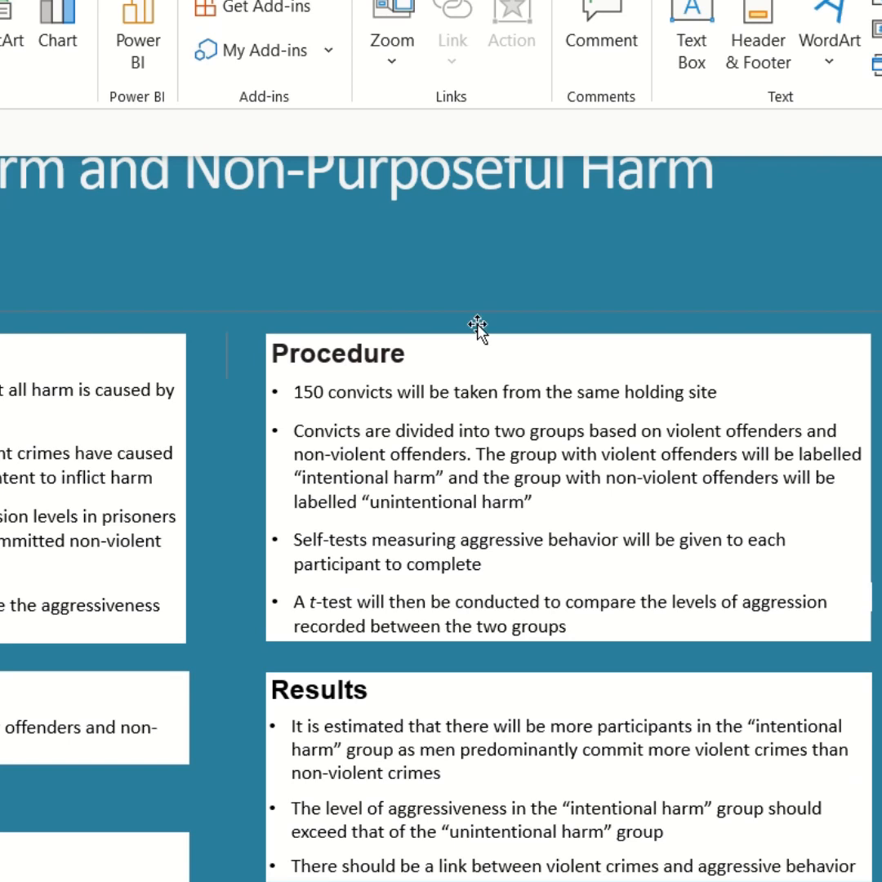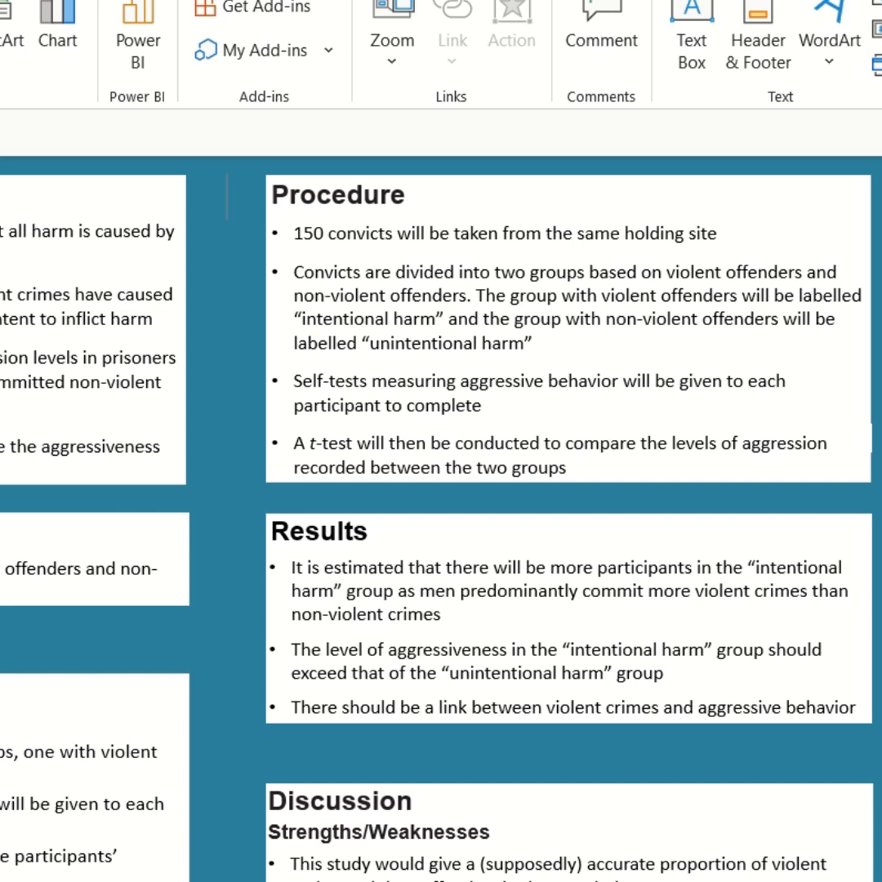The proposed method would allow us to measure the aggressiveness between violent and non-violent offenders. And the purpose of this is to establish that aggressiveness is most common in violent offenders and is not so common in non-violent offenders.